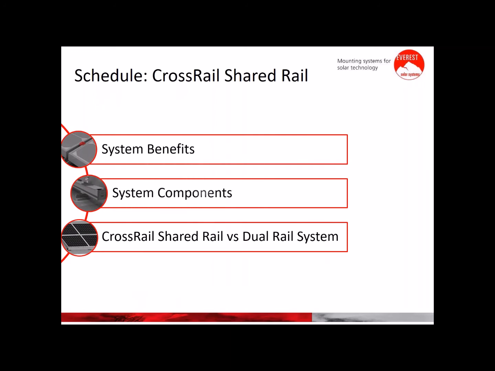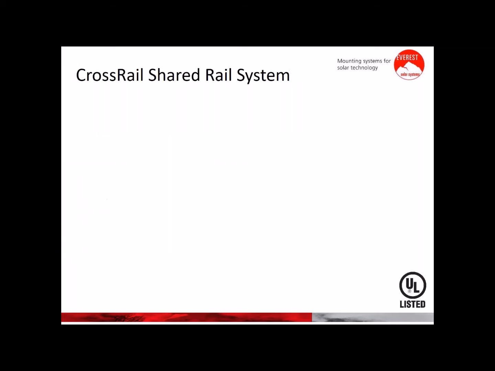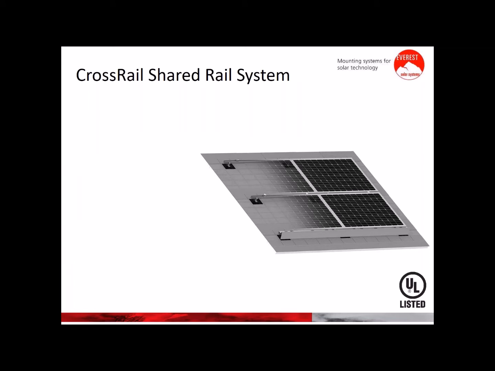So now we will go into a deep explanation of the shear rail system. We will talk about the system benefits, system components, and a comparison between the cross-rail shear rail and dual rail system. With the cross-rail shared rail system, we have fewer attachments and rails because we're sharing a rail in between two modules, as we can see in the picture. So this causes huge savings on labor, cost, and material. Of course, if we have fewer attachments, we will have fewer penetrations on our roof.